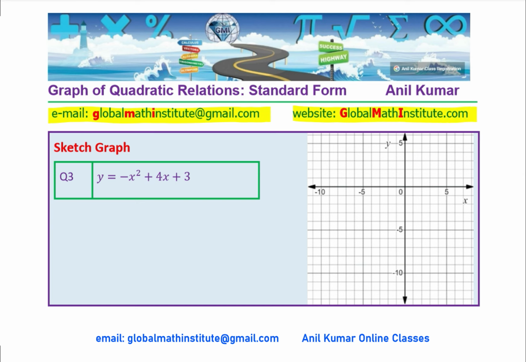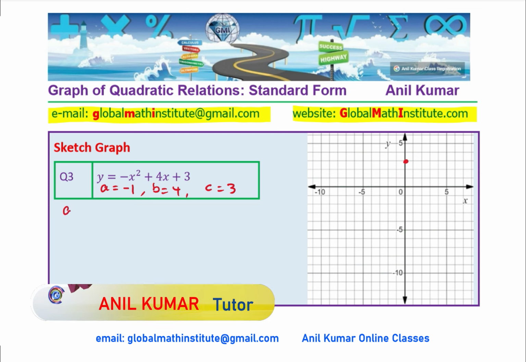So we are given the equation. This time it is y equals to minus x squared plus 4x plus 3. What is the value of a? Well, a is minus 1. And the value of b is 4. Value of c is 3. As I said, c gives you the y-intercept. So let's mark the y-intercept. It could be a test point also.